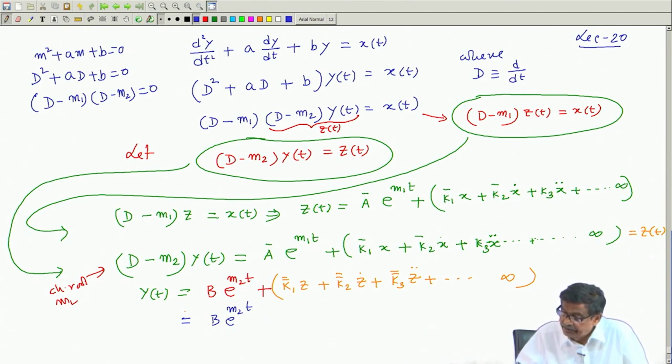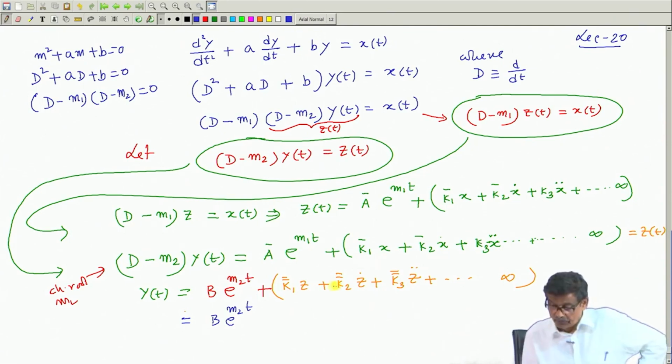If you differentiate this first equation, what you will get? This first term z dot will be a into m 1 into e to the power m 1 t. So, you differentiate this equation. If you differentiate this whole lot of thing to find out z dot t, z is there, this one z dot t, if you differentiate, what terms you will get? Another e to the power m 1 t you will get.